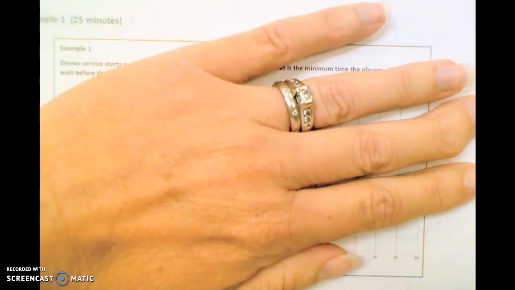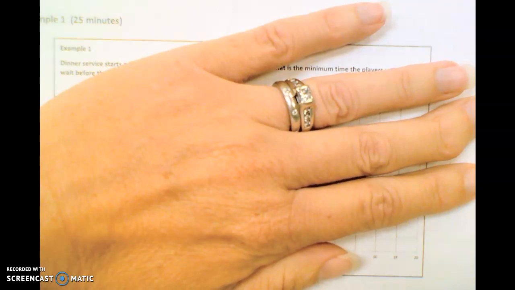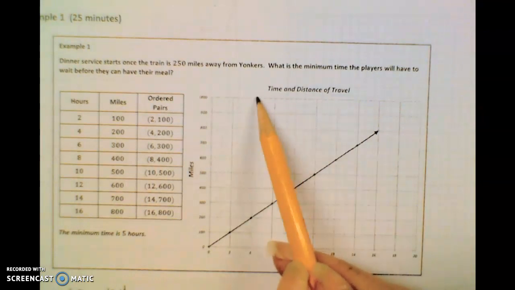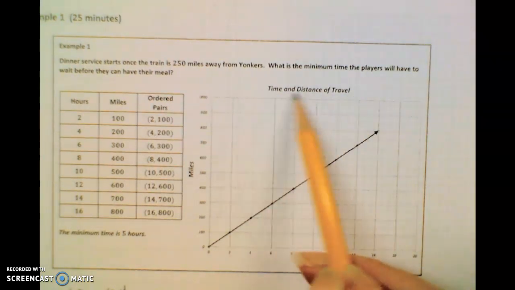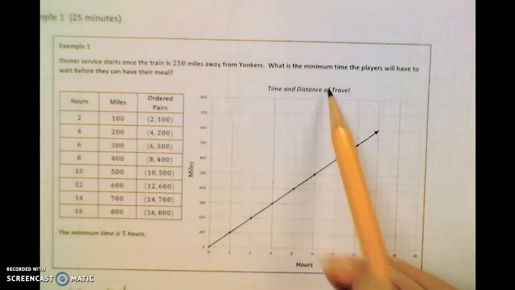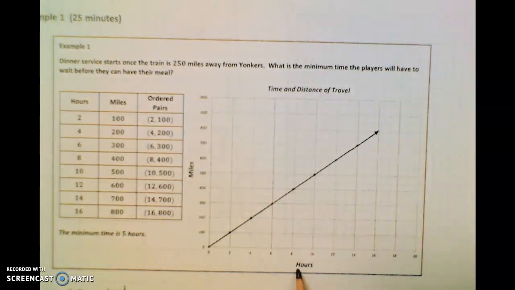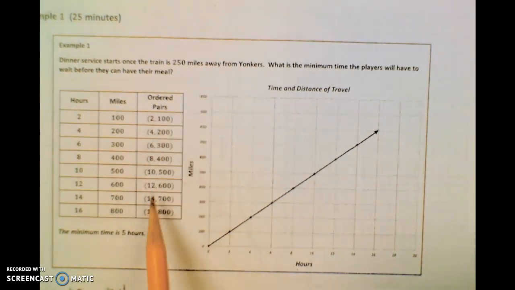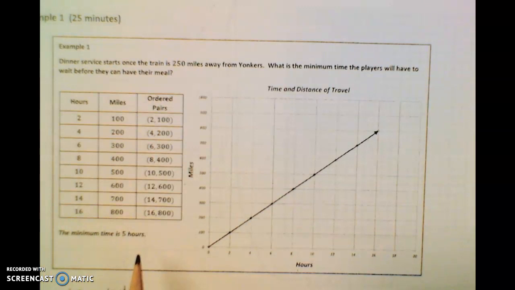So if you are back with me, it means you have your graph done and you're ready to check to see if you did it the same way I did. So you should have a title, something along the lines of time and distance traveled, or a soccer team's travels, something like that. You should have had the word hours down here on your x-axis, and you should have the word miles over here on your y-axis. You should have these ordered pairs written that correlate with the hours and the miles.